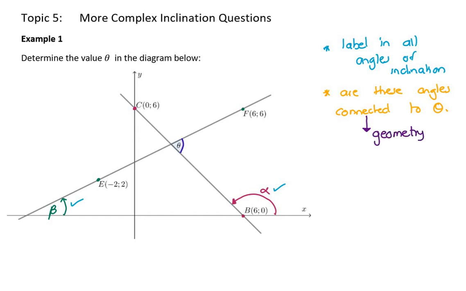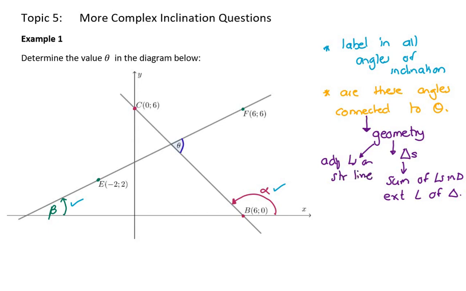Well, first of all, are there any triangles? Because the moment we have triangles, we have things like sum of angles in a triangle. We have things like exterior angle of a triangle. We have adjacent angles on a straight line. We have vertically opposite angles. So all of these are things that definitely come up. I'm trying to think, that's pretty much all the ones that I use in analytical geometry generally.